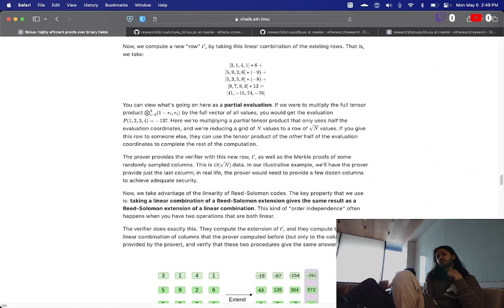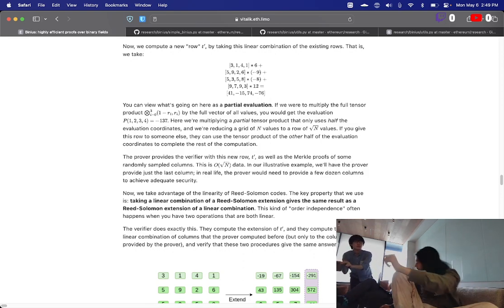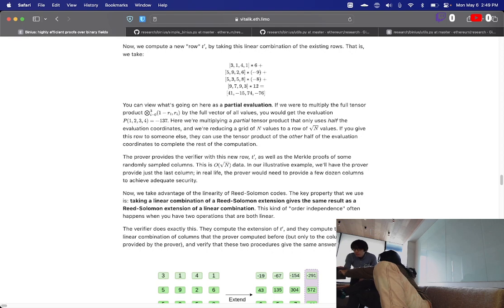Also, how is he getting 3141 times 6 equals 41? Where is this coming from? Or that partial evaluation, what is he actually doing there? So do you mean this part? Yeah, exactly. The first line here.